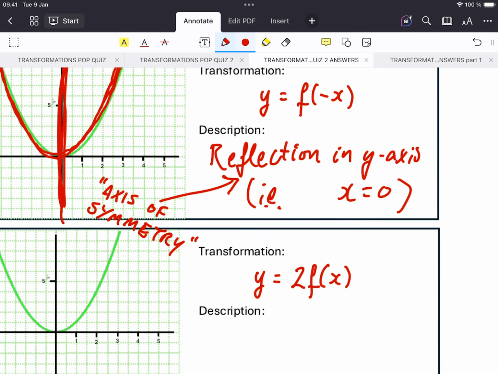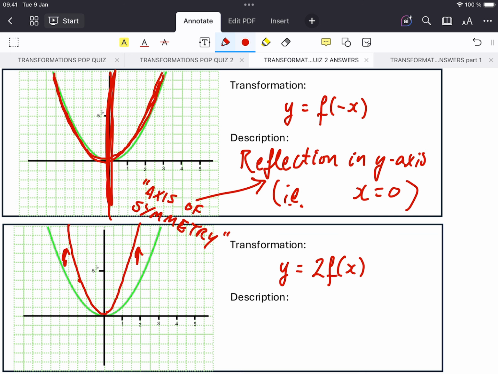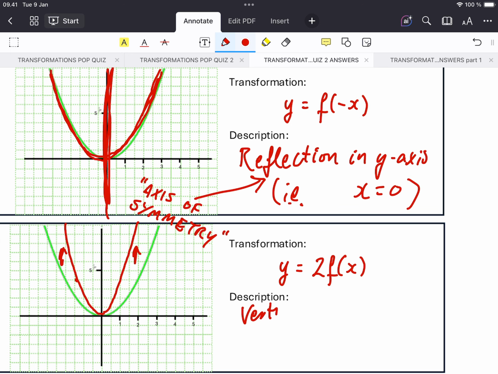Okay, next one, y equals 2f of x. So all of the values are 2 times bigger than they were before. So everything gets 2 times further away than it was from the x-axis. So it's just getting stretched out by a factor of 2. So you can call that a vertical stretch, if you like, scale factor 2.